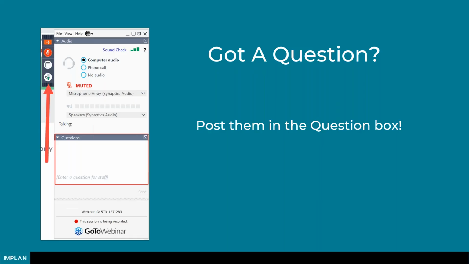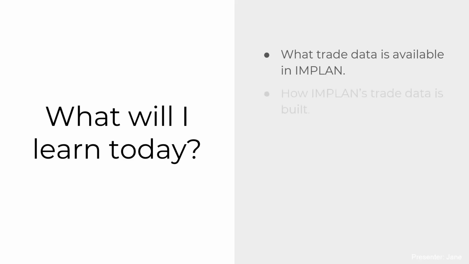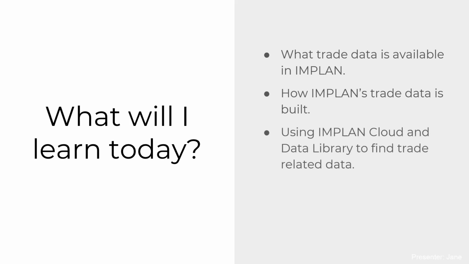Excellent. Thanks, Angela. Before we get started, I want to do a quick overview of what we're going to cover today. The first is what trade data is available in IMPLAN and where it is available. What is the form that the data is in? How can you access it? How can you use it? We also want to cover how IMPLAN's trade data is built. In other words, this isn't just some data that we're pulling from another source, but we're building it, and how is that process used?